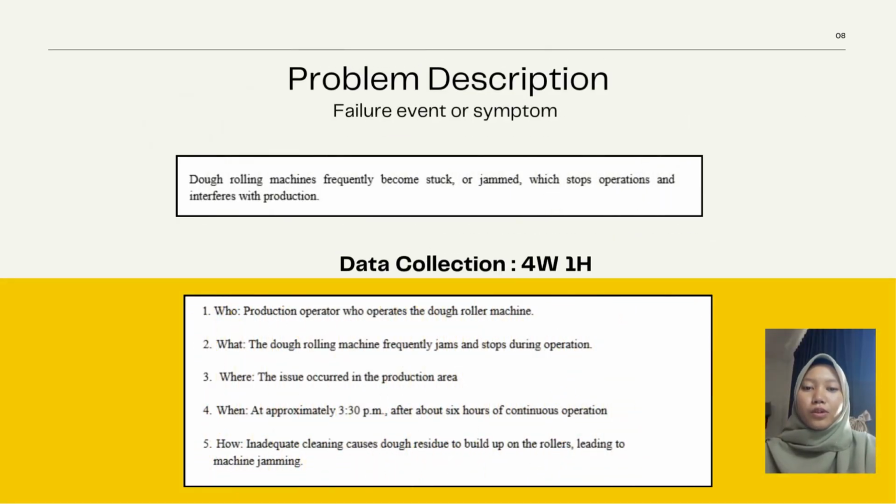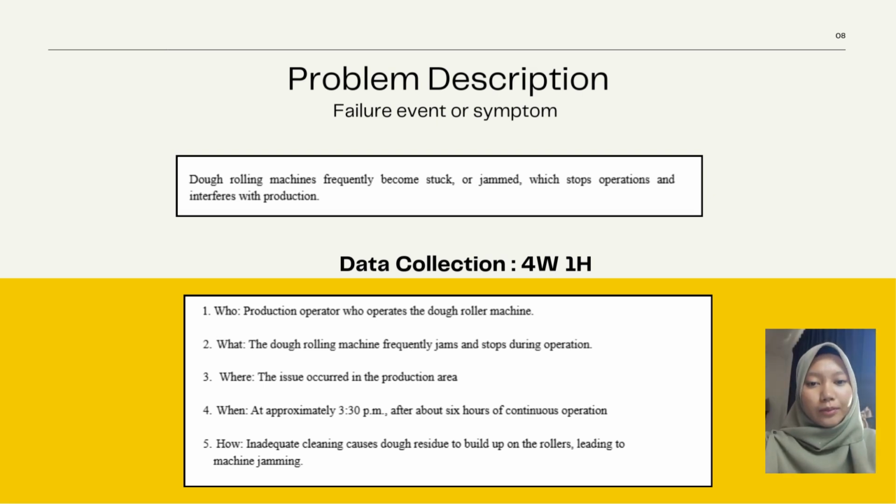So let's go to the problem description, which is the first step in the RCA, where we need to find any failure event in a system. The main problem identified is that the dough rolling machine stops vibrating. This causes production delays and affects daily targets. The issue usually occurs after long hours of continuous operation, indicating a possible maintenance-related problem.